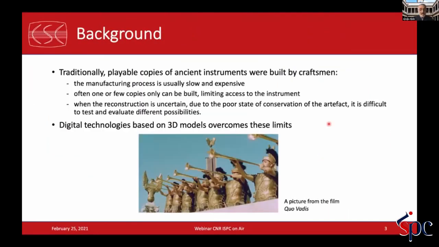As concerns musical instruments, traditionally, playable copies or replicas of ancient instruments are built by craftsmen. This practice allows us to play the instrument and to listen to its sounds. However, the manufacturing process is usually slow and expensive, and often only one or a few copies can be built, limiting the access to the instrument. Moreover, when the reconstruction is uncertain due to lacking information, it is difficult to test and evaluate different hypotheses.